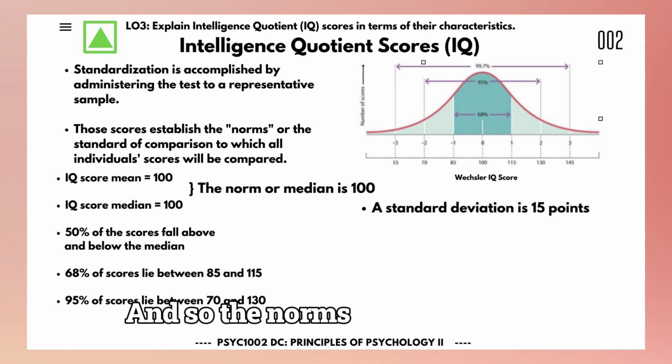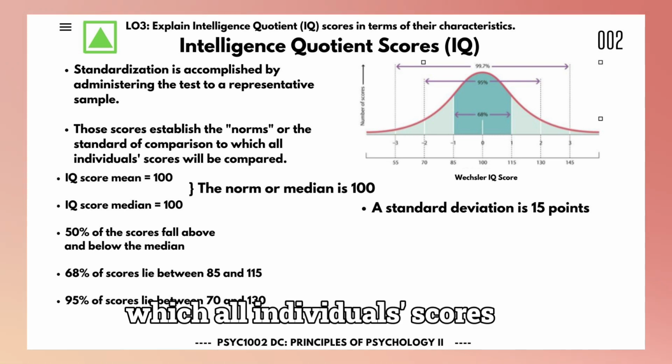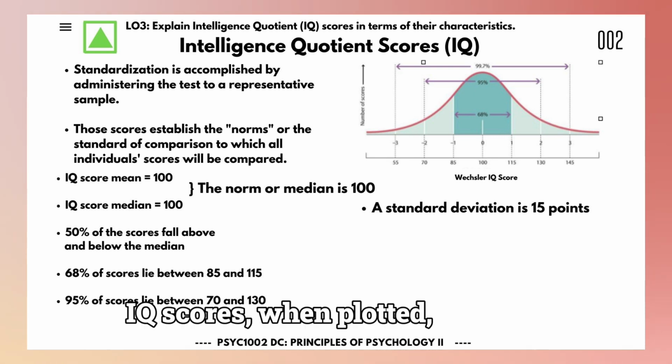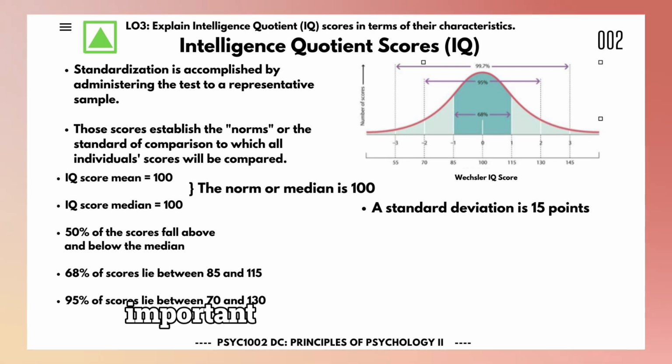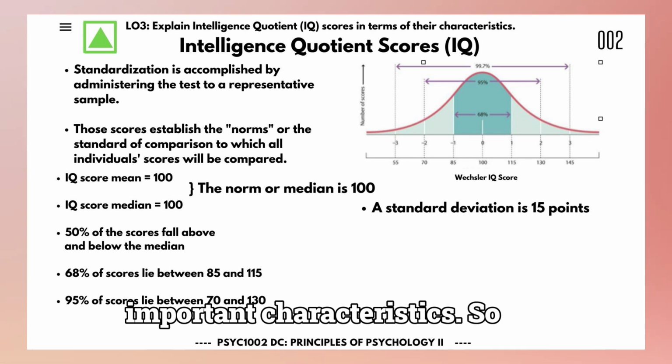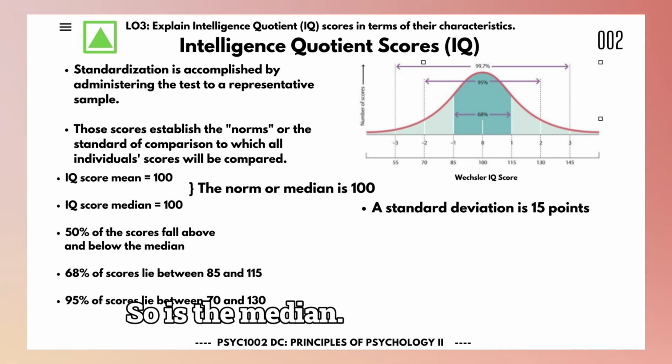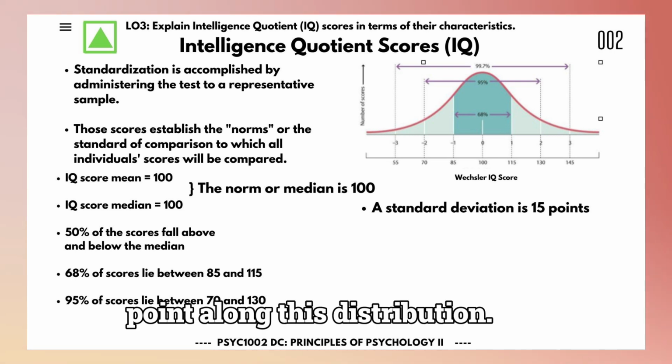And so the norms are the scores of those in the representative sample, and those scores establish the standard of comparison to which all individuals' scores will be compared. Here we see that IQ scores, when plotted, form what's called a bell curve or a normal distribution that has important characteristics. The IQ score mean is 100. So is the median. It's the same point along this distribution.